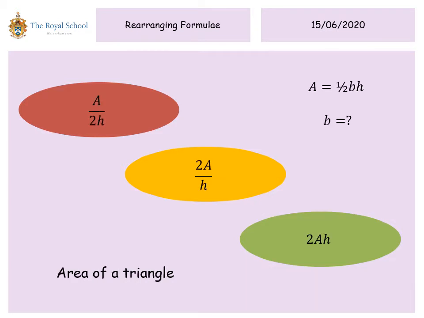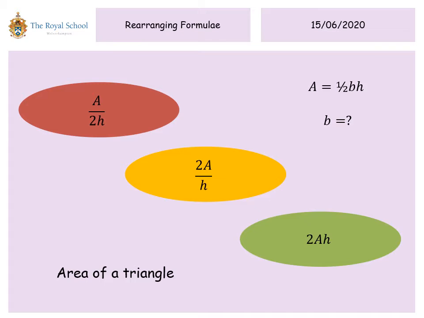Now we're looking at the area of a triangle formula, one you should have used many times. Area equals a half base times height. But what would this formula look like if you made the base the subject? So b equals. Have a look at this and unpause the video when you're ready for the answers.